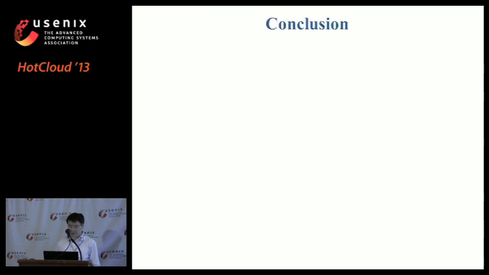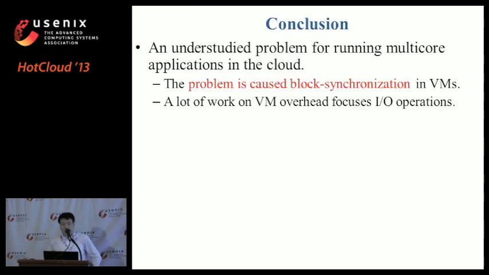So as a conclusion, in this work, we show an understudied problem for running multi-core applications in the cloud. This problem is caused by blocking synchronization in virtual machines.